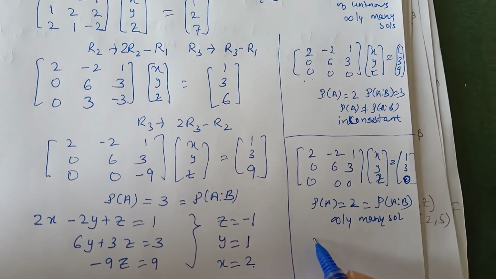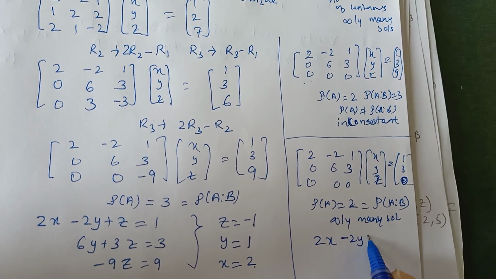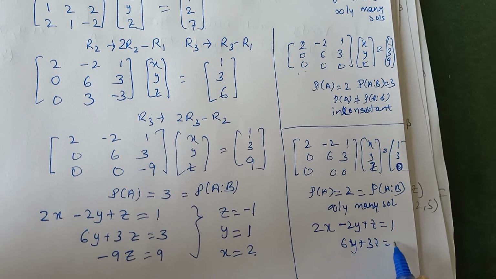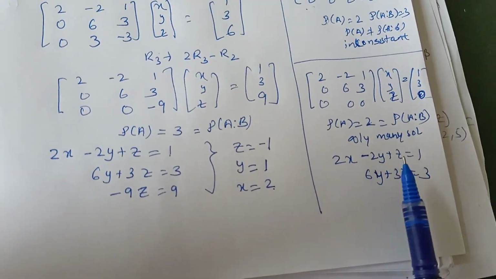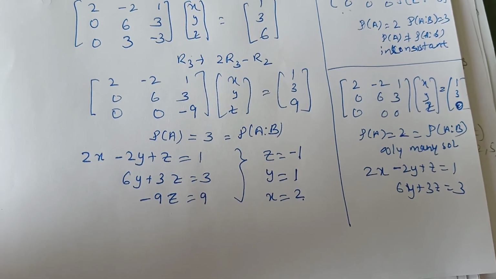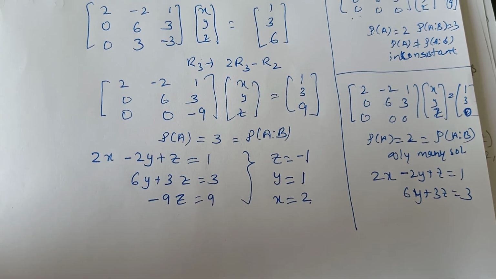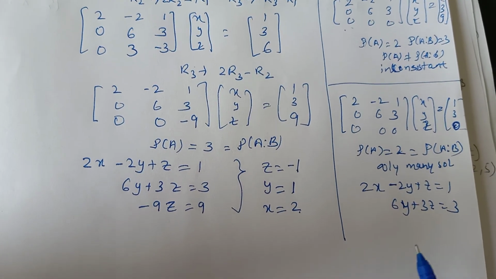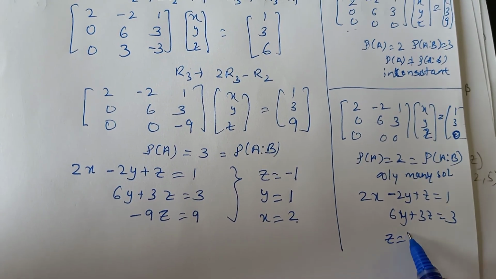Convert them back to equations. So this is 2x minus 2y plus z is equal to 1, and 6y plus 3z is equal to 3. Now we are having 3 unknowns but only 2 equations. So one of the variables will be chosen at our end. We can choose any. Any variable you like, you can choose the value. I fix z as k.